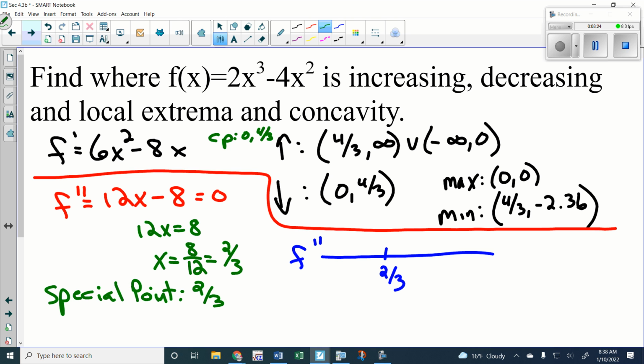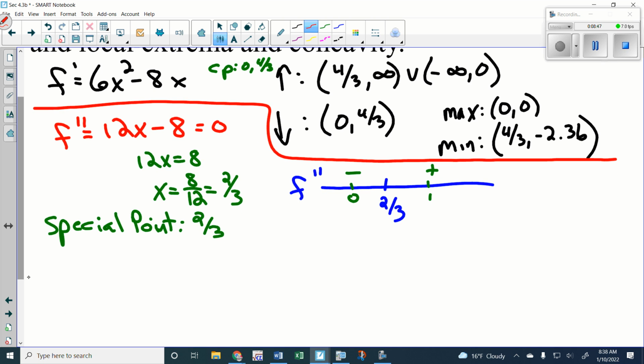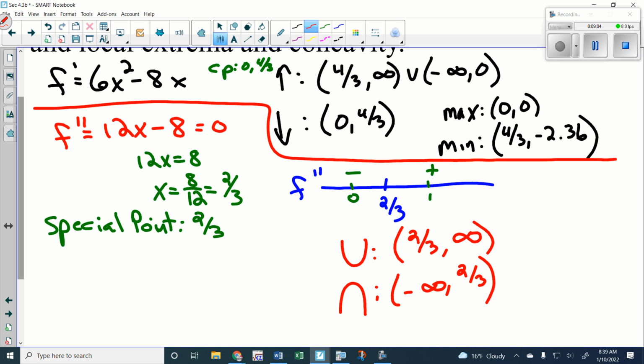So if we have 12x minus 8, if I pick something less than 2/3, like 0, do I get a positive or negative? Negative. If I pick something bigger than 2/3, like 1, I get a positive. So we now have our concavity. It is concave up where it is positive, so that is 2/3 to infinity. Concave down is negative infinity to 2/3.